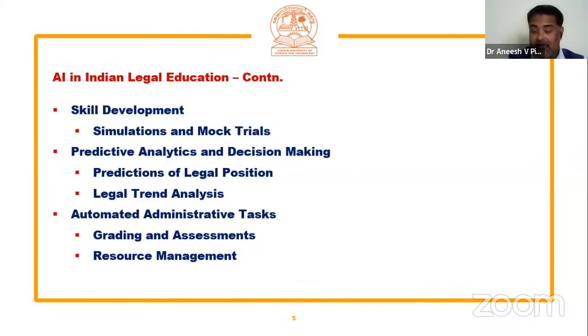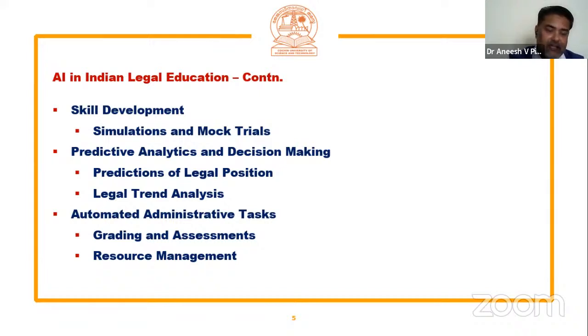Then legal trend analysis. Suppose you have conflicting opinions or conflicting views regarding a particular point. Being a student, you may not be able to understand which position you will take, which side you will take. Now, if you use AI technology, it will help you to analyze the legal trend. So accordingly, you will be able to take a particular position. So that is another advantage.